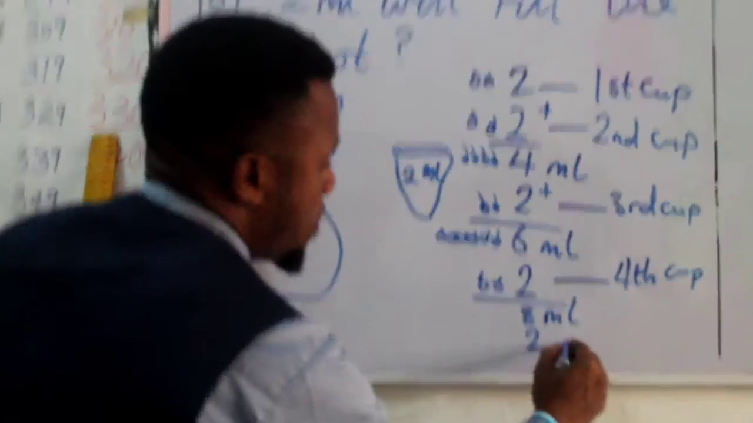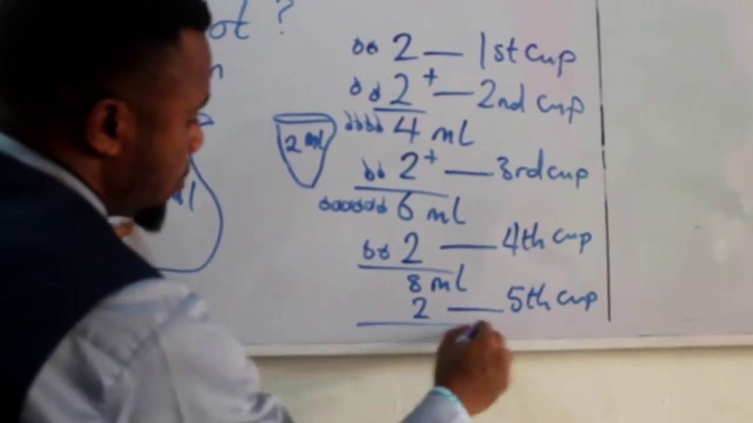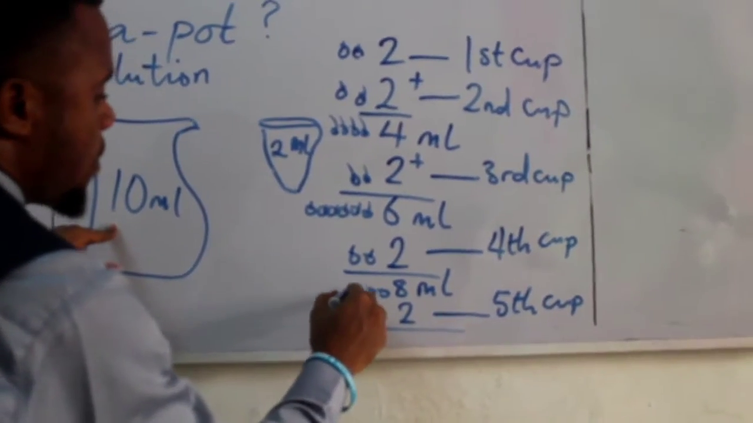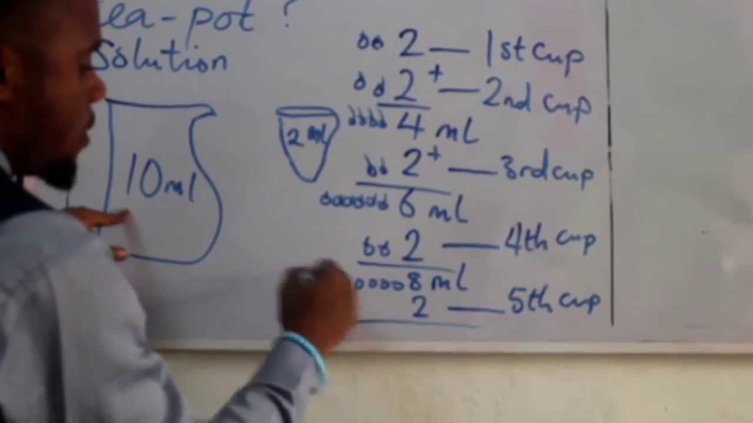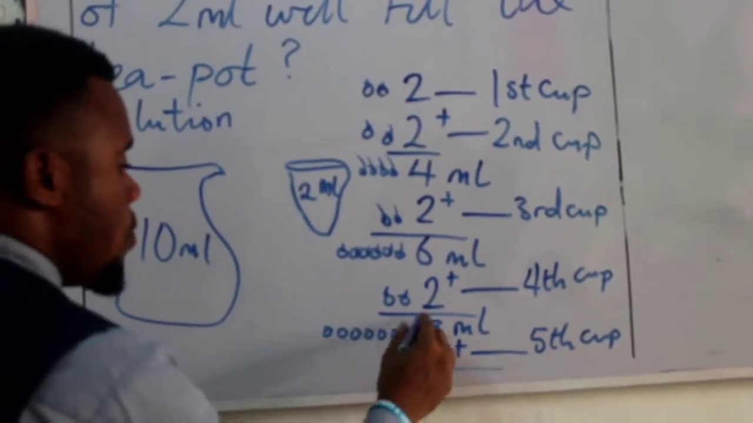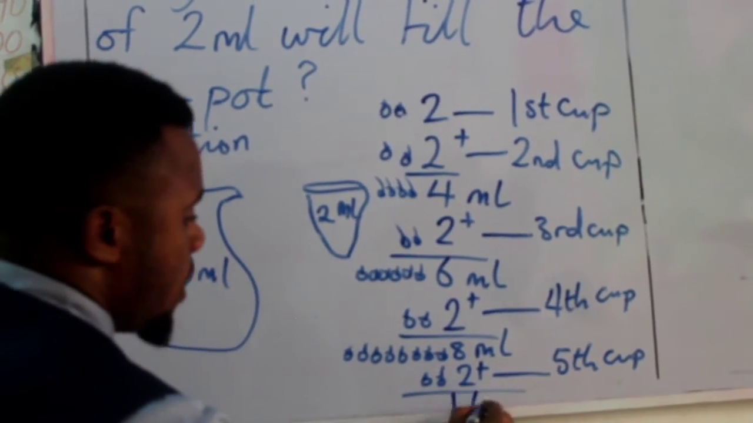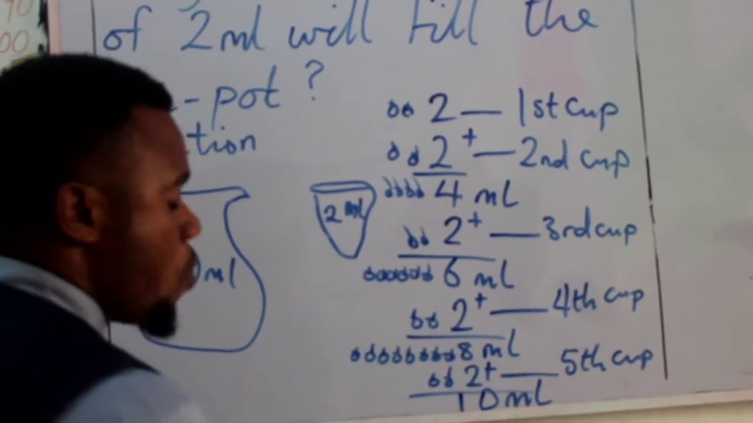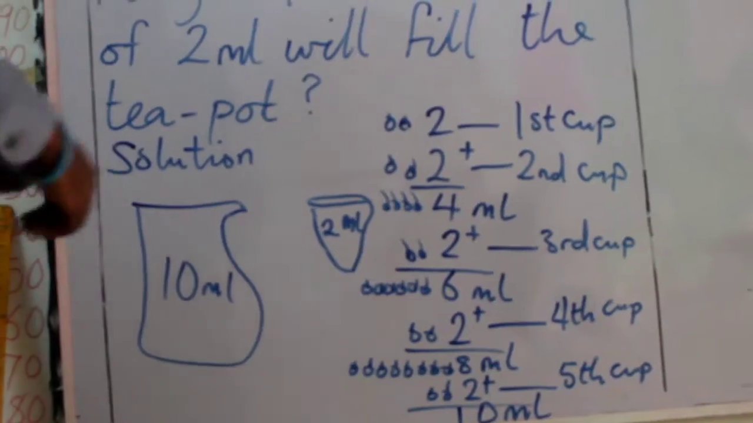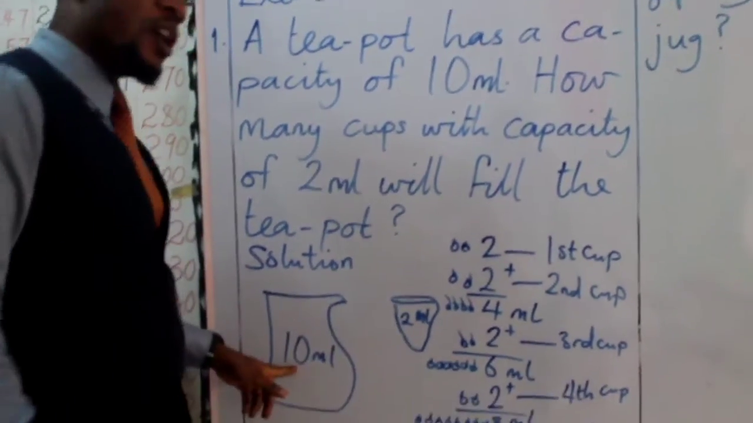Let's add another cup, which is the fifth cup. 1, 2, 3, 4, 5, 6, 7, 8, and 1, 2. Remember we are doing addition, so we keep adding. 1, 2, 3, 4, 5, 6, 7, 8, 9, 10. 10 milliliters. Now we can say that we need 5 of these 2 milliliter cups to fill this teapot.